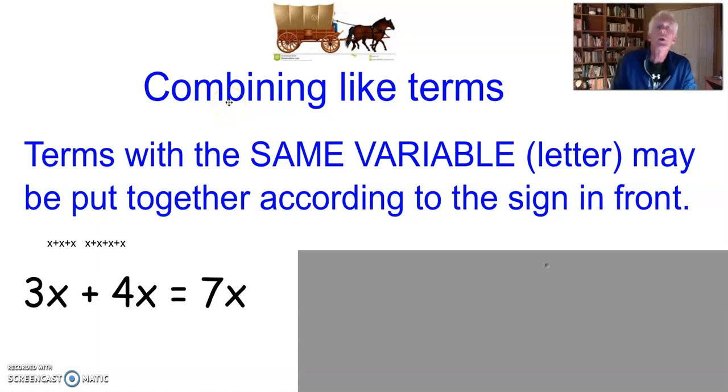Okay, today we are doing combining like terms. It's something that maybe you've seen before. It's relatively straightforward, but there are a couple of tricky things in there that we want to clear up as we go on. Now, I'm going to get to what this wagon train thing means in a minute. But combining like terms is when you take terms of the same variable, you can put them together according to the sign in front. So let's look at this example here.